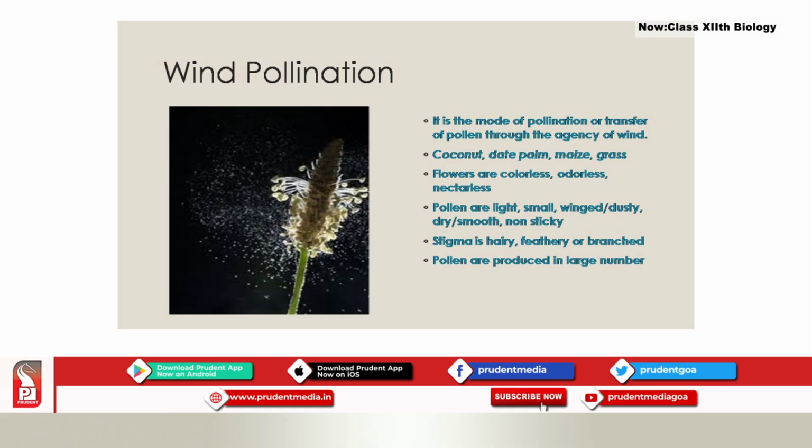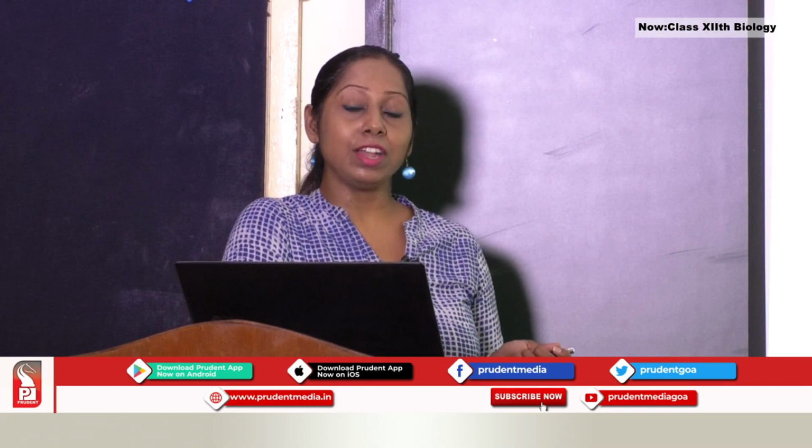Now in this wind pollination, what should be the nature of the flowers? The flowers are colorless, odorless and nectarless. Do you require odor, color and nectar inside such flowers? No, because the pollens are going to be transferred with the help of the wind or the air. So the pollen should be light, small, winged or dusty, dry or smooth and non-sticky.